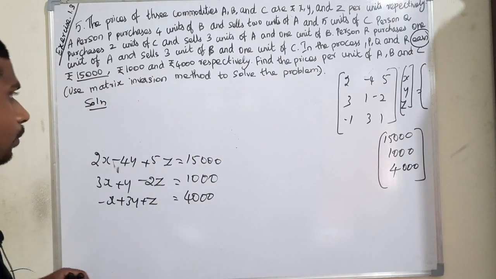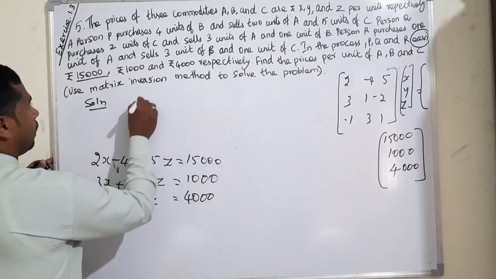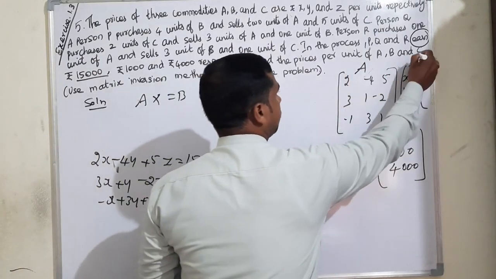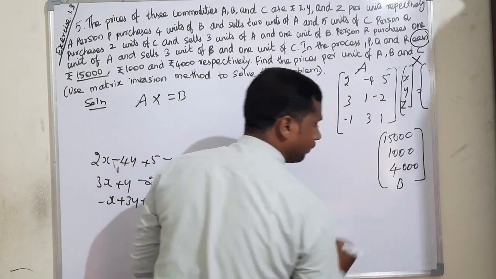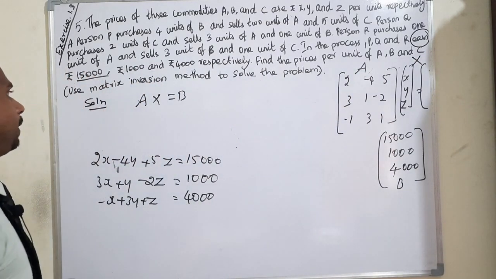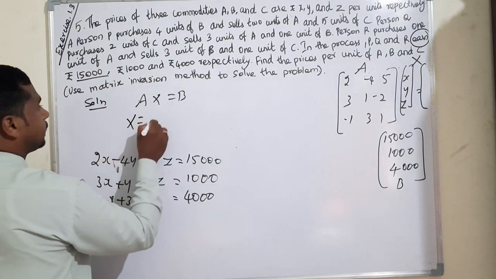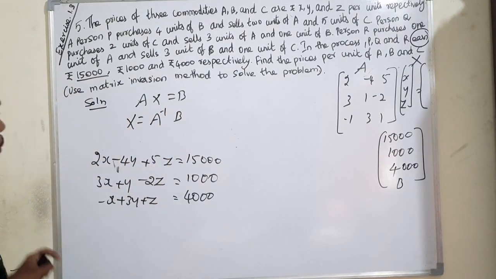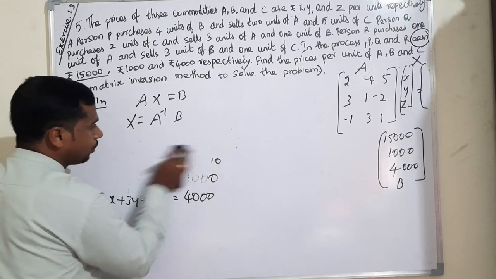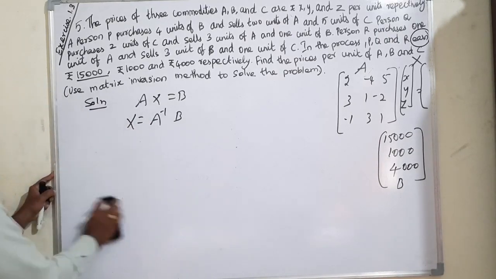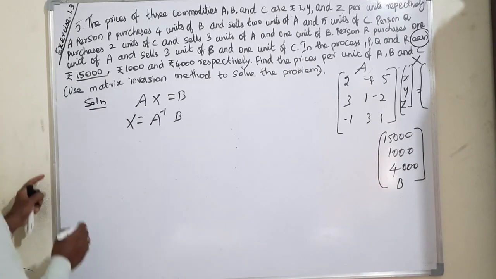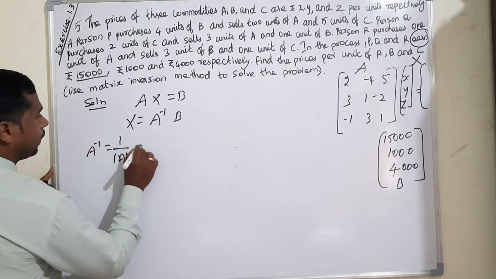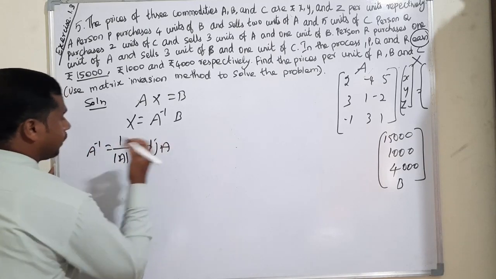So what is the meaning of matrix inversion method? Matrix inversion method means AX is equal to B, where capital A is the coefficient matrix, X is the variable matrix, and the constant values are capital B. Then how to find X? X is equal to A inverse B. What is the meaning of A inverse? A inverse is equal to 1 by determinant of A into adjoint of A.